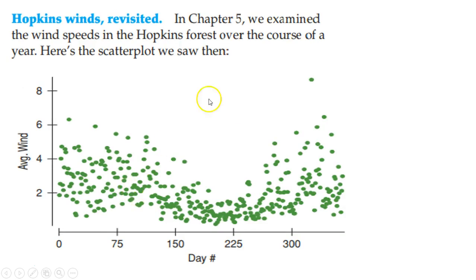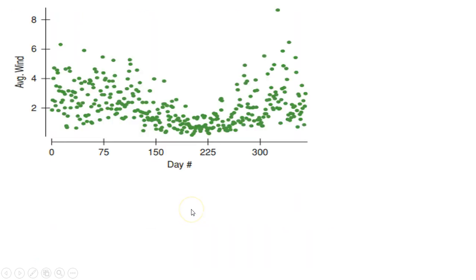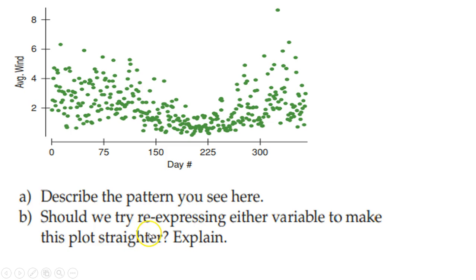It says we examined the wind speeds in Hopkins Forest over the course of the years. Here's a scatter plot that we saw. When I'm looking at the scatter plot, it kind of looks like it has a bend in it. The point is to describe the pattern that you see, and then decide whether we should try re-expressing either variable to make this plot straighter.